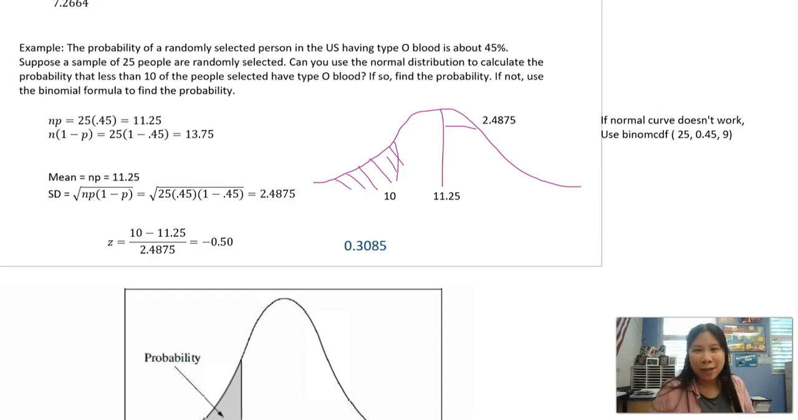All right, so now we have all the different ways to find probabilities of binomial random variables, and that's the end of this chapter. Thanks for watching.